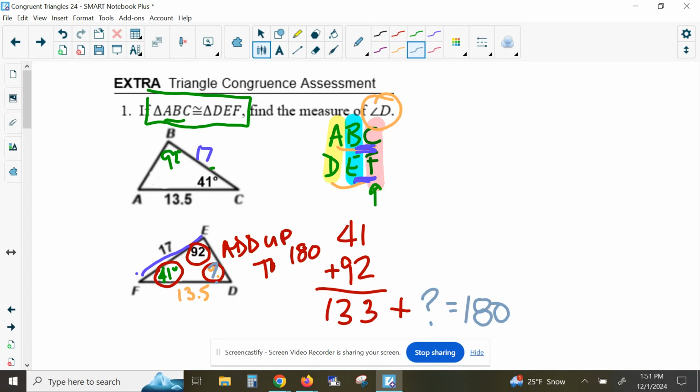So you can guess and check. You could do whatever you want, or I could just take 180 and subtract off 133 degrees. And I'm going to get this missing number to be 47 degrees. So that means the measure of angle D equals 47 degrees. And I could put 47 right here on my picture. And then I could add all three of these up inside. 47 plus 92 plus 41, same as these here, and that should add up to be 180 degrees. And it does.